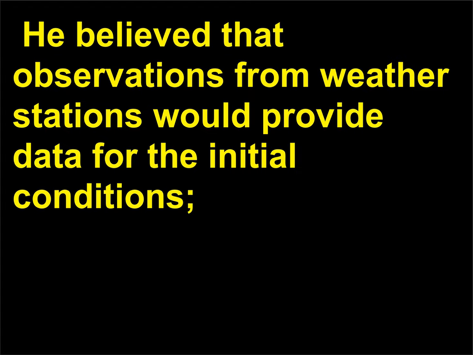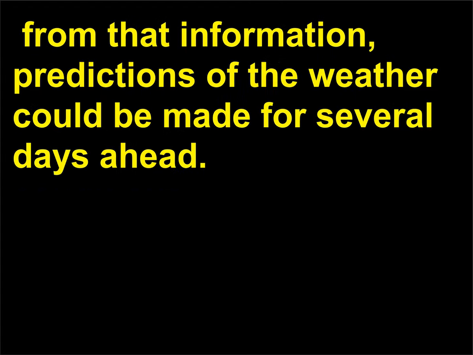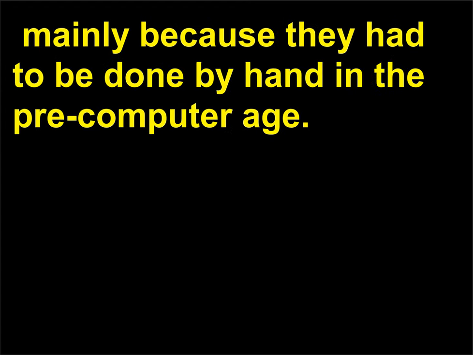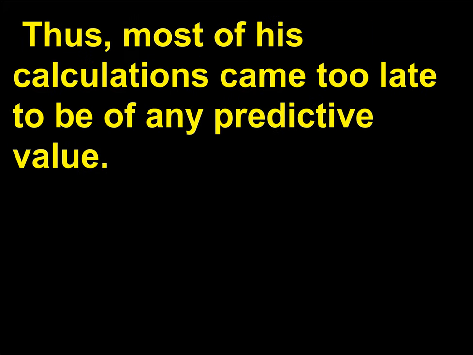He believed that observations from weather stations would provide data for the initial conditions. From that information, predictions of the weather could be made for several days ahead. But Richardson's methods were extremely tedious and time-consuming, mainly because they had to be done by hand in the pre-computer age. Thus, most of his calculations came too late to be of any predictive value.